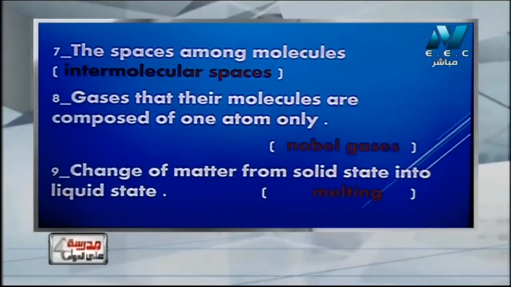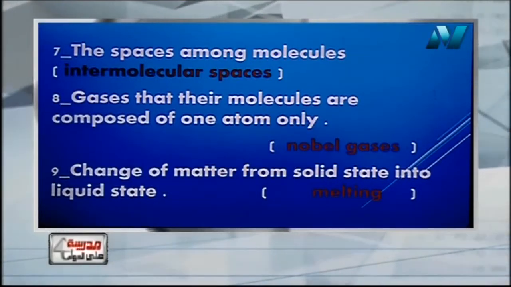But in all inert gases, the outermost energy levels, except helium, are saturated with 8 electrons. So they don't need to lose or gain electrons, so they are not active. So their molecules consist of just one atom only.